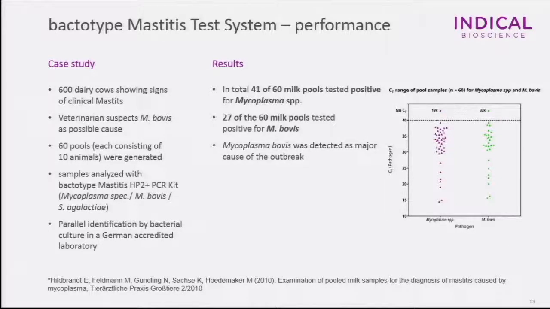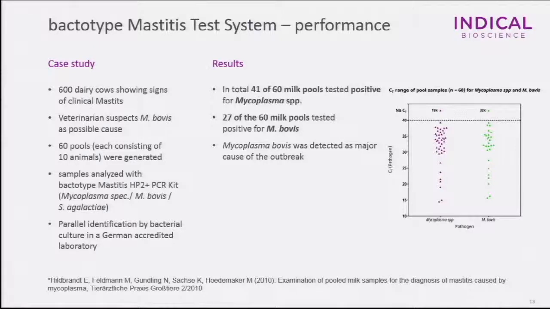This is not entirely new. This is described already, the use of PCR for testing pool milk for mycoplasma. We decided to use the HP2 Plus PCR kit because we wanted to know, is it mycoplasma, is it M. bovis, and possibly also S. agalactiae, and we agreed in case of positive result on parallel identification using culture.